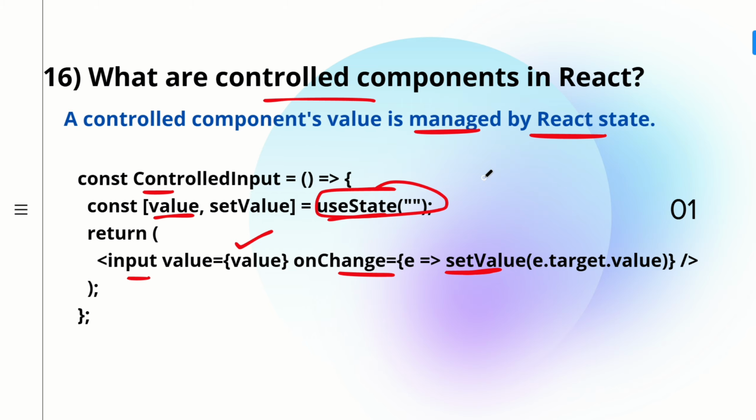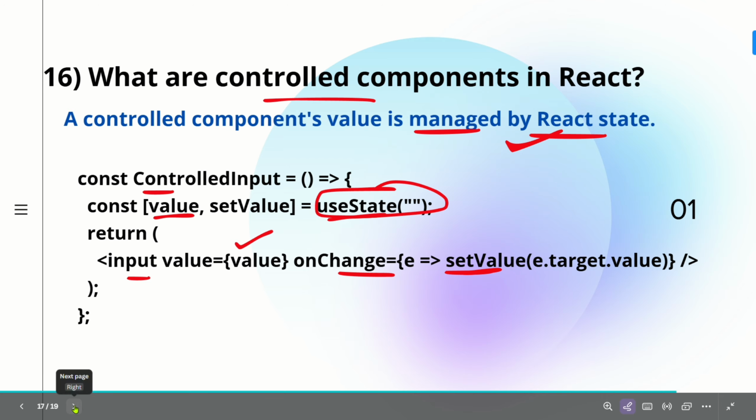So this is the normal example. Most of the components which we use are mostly controlled components, but in case we're making use of the useRef hook to directly access the DOM element, then your component becomes uncontrolled. But normally it's controlled only. If you're not making use of useRef, and you're making use of React state, then your component is a controlled component.